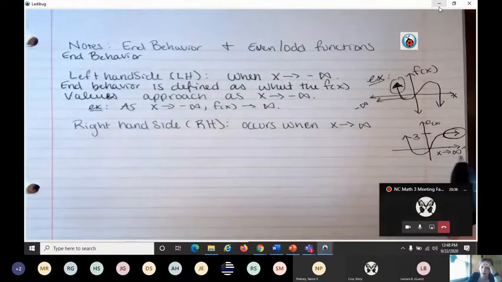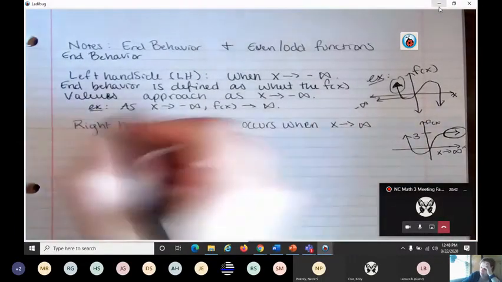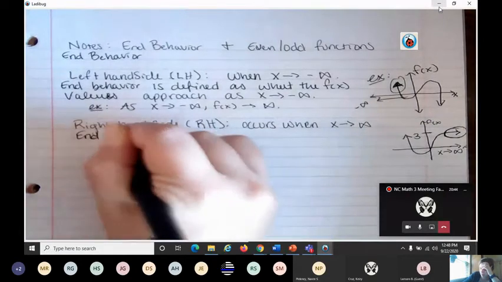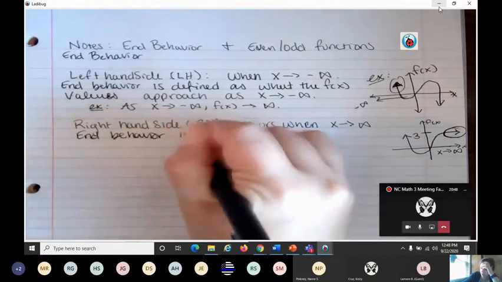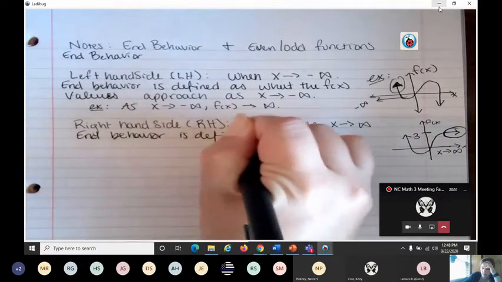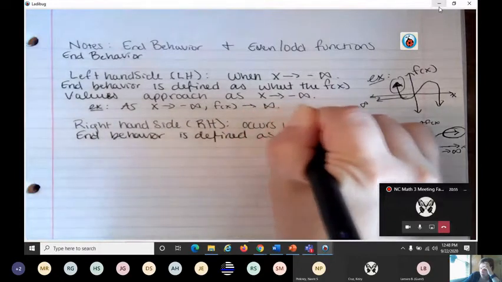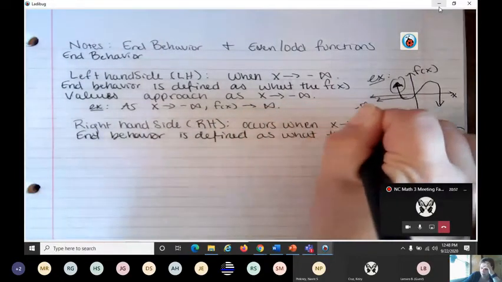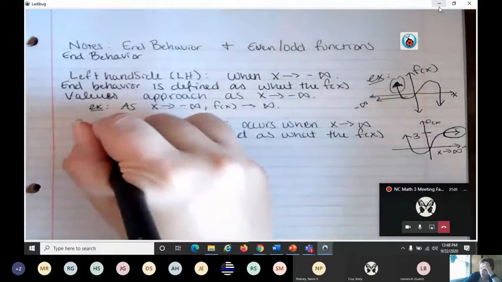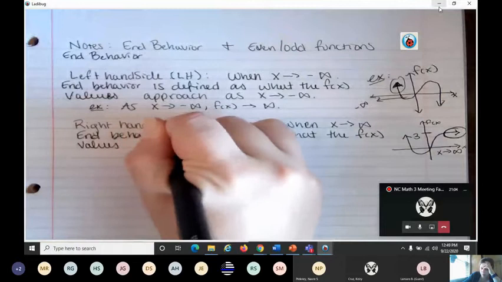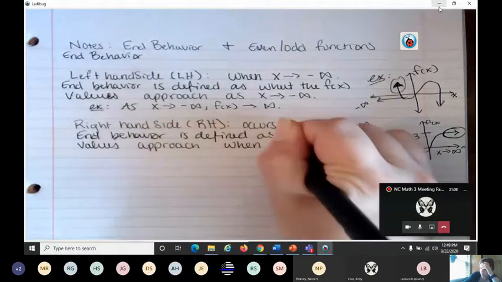Right, so it occurs when x's are approaching positive infinity, and our end behavior is defined as what the f of x values approach when those x's are going to infinity.